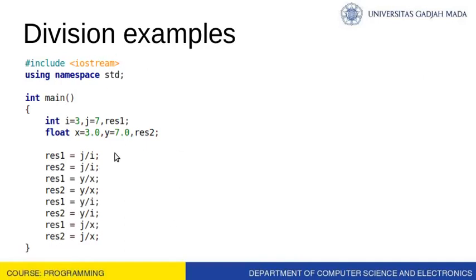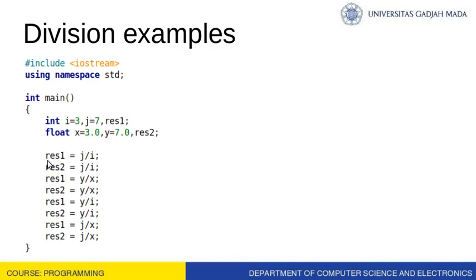Okay, suppose I have this one. I have i and j, two variables with integer, and three variables with float. And here rest1 and rest2 are for storing the result of the division operator.